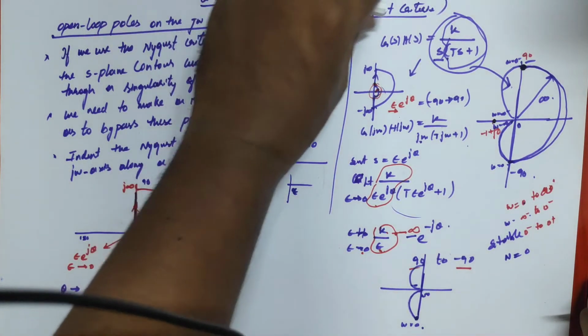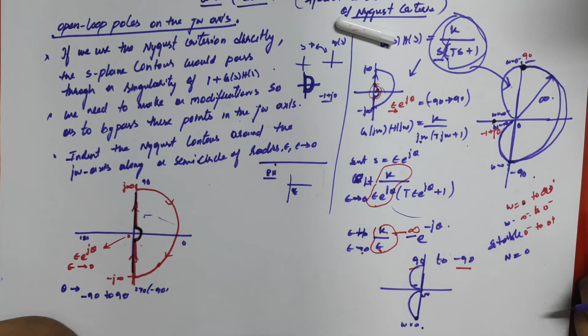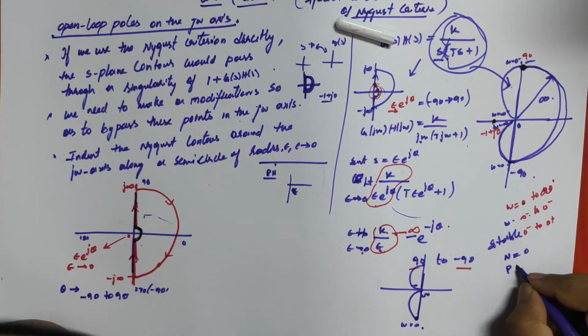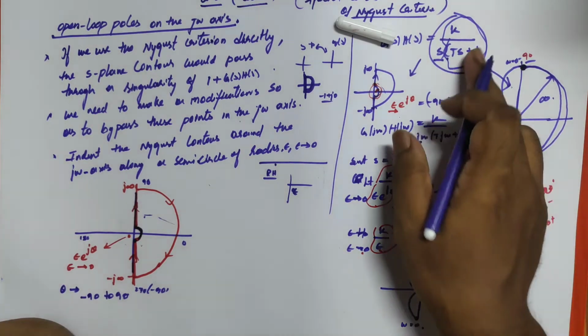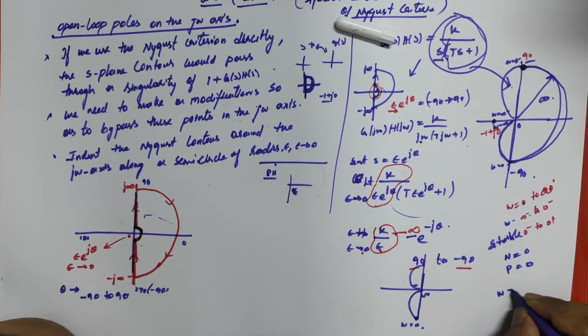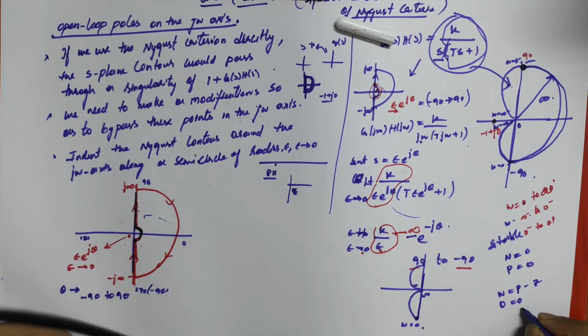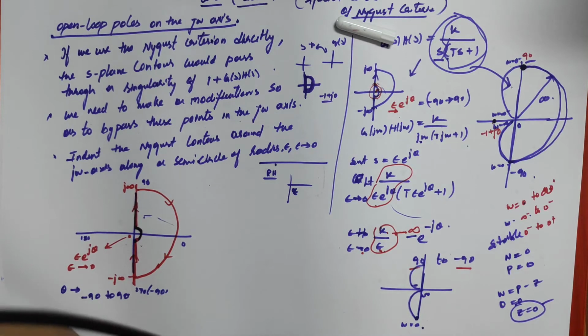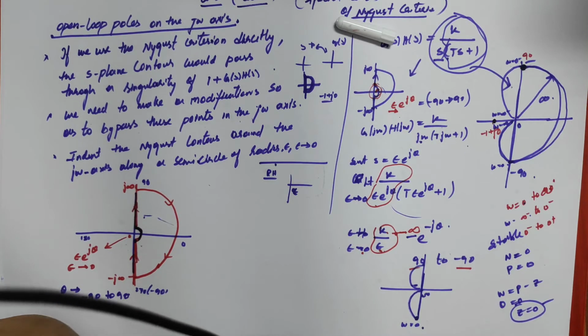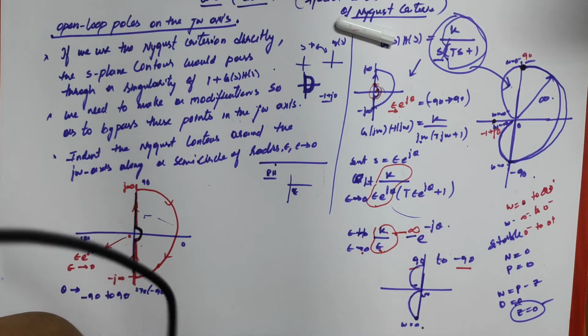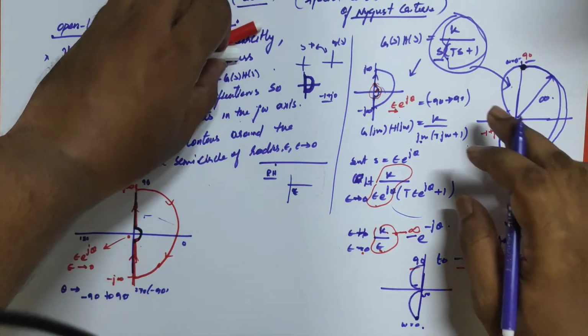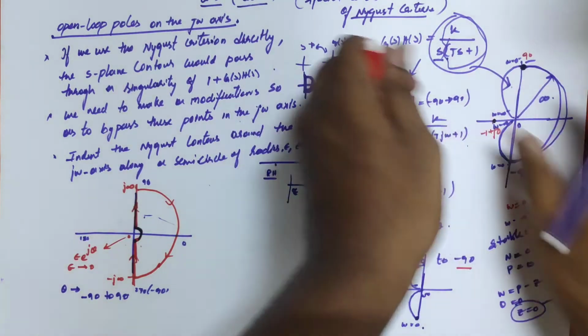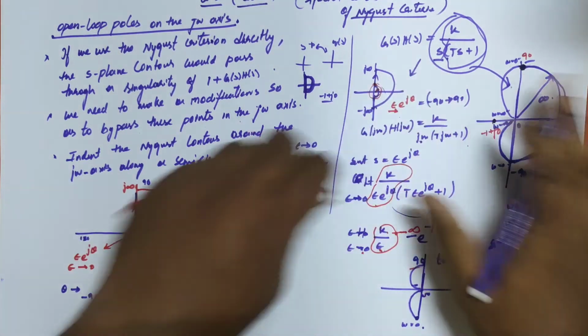If my encirclement is 0, then what is the stability? And the number of poles in the right half plane is also 0. So N equal to P minus Z is the stability relation. So N is 0 and P is 0. Ultimately, Z is also 0. Z is 0 means there are no right half plane zeros of the closed loop system. Then my system is stable. Okay, so this is all the analysis of Nyquist.